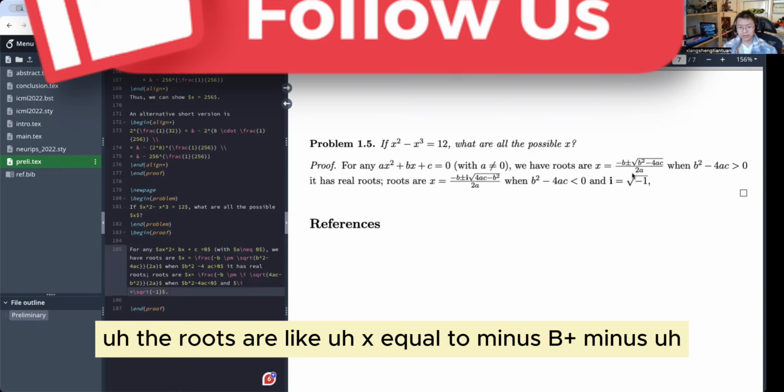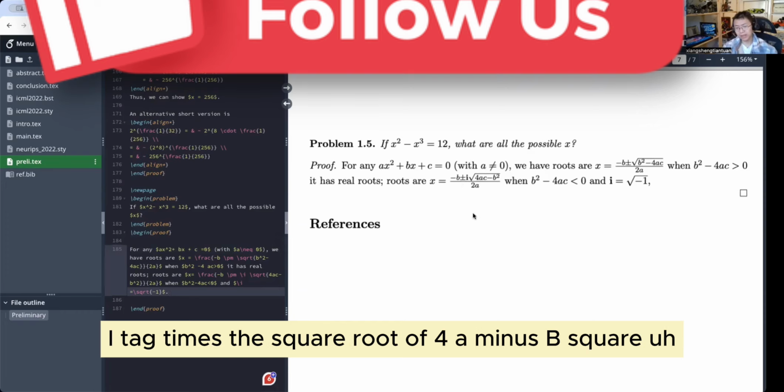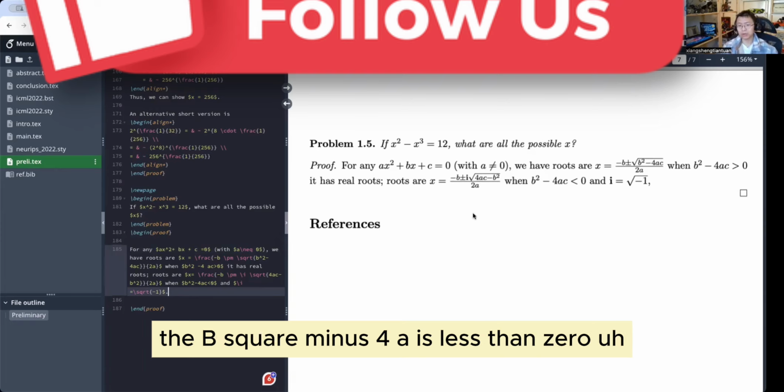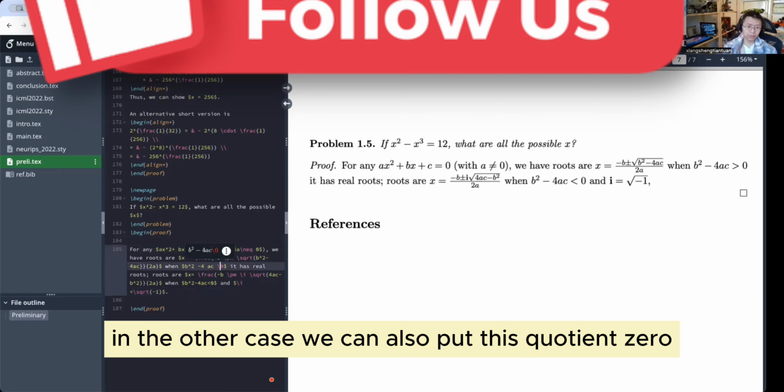The roots are x equals minus b plus or minus i times the square root of 4ac minus b squared, divided by 2a. Here we need b squared minus 4ac to be less than 0. In the other case, we can also put this greater than 0.